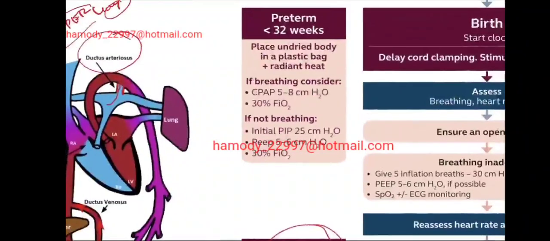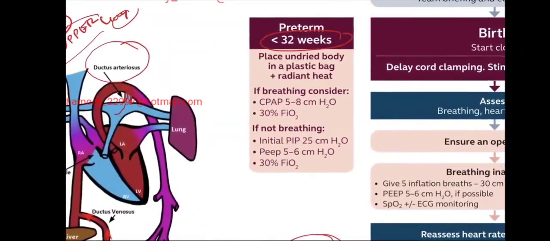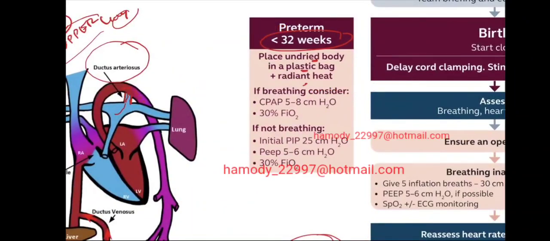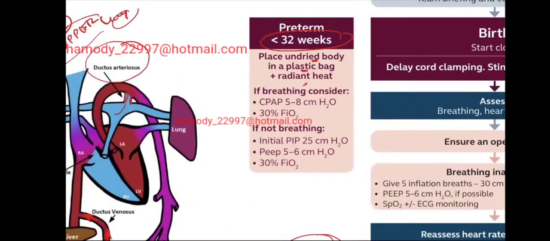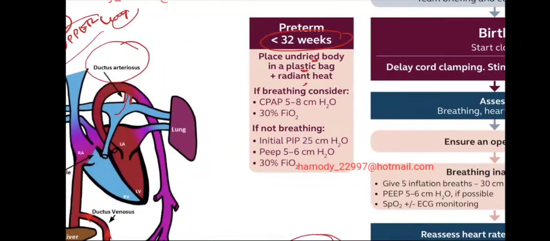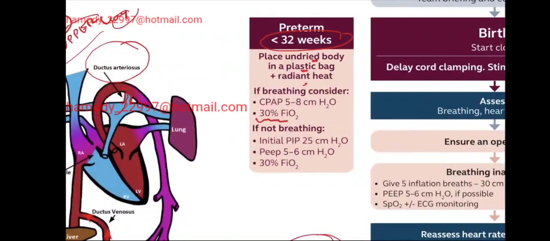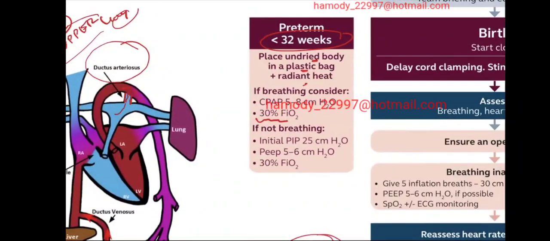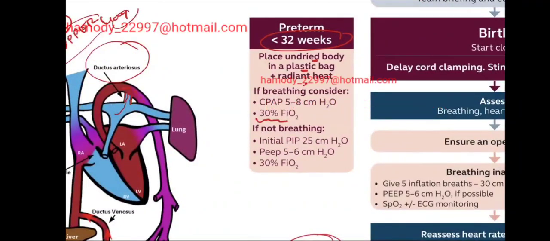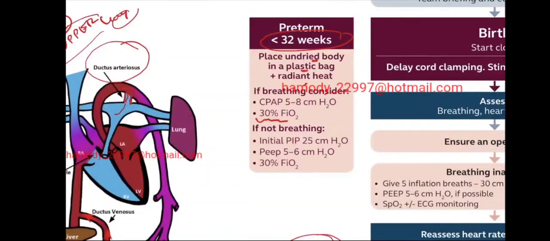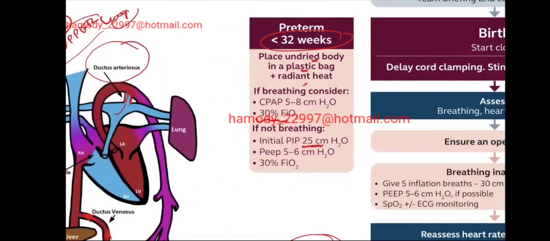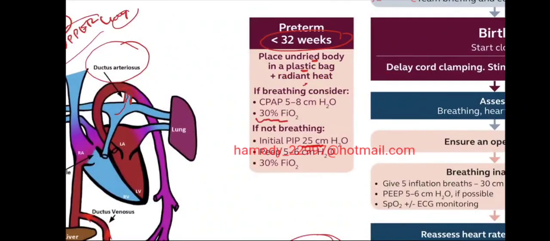What if the baby is preterm? That means less than 32 weeks. Place the undried body in a plastic bag and place it under radiant heat so that the baby doesn't go into hypothermia. Immediately consider giving an FiO2 of 30%. Here for inflation breaths, we were considering only room air. Here we want to give 30% FiO2. If not breathing, they want you to increase to 25. Inspiratory pressure of 25, PEEP of 5 to 10, and FiO2 of 30% is what they want you to give.